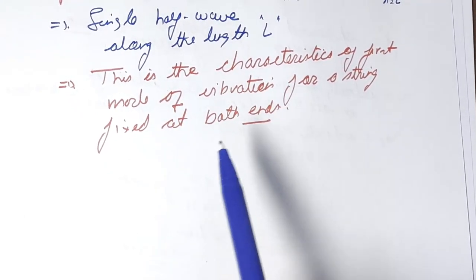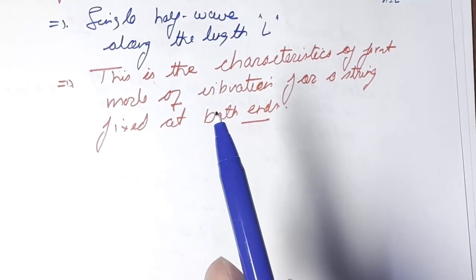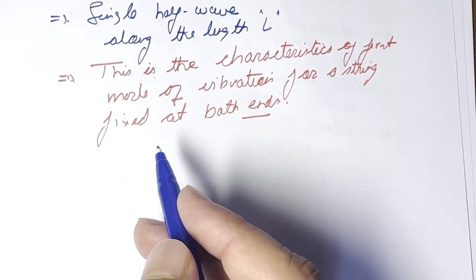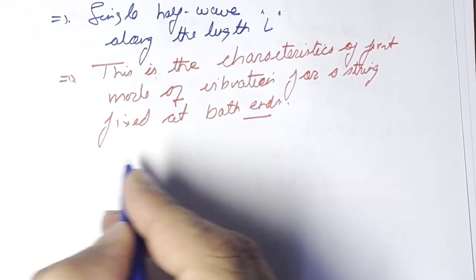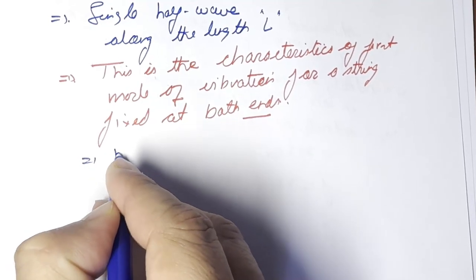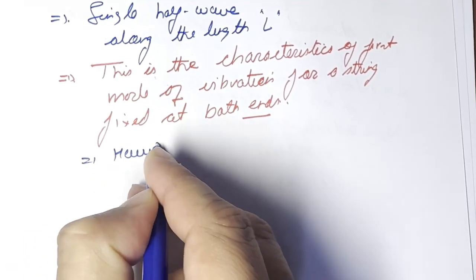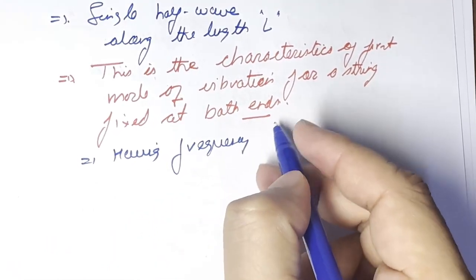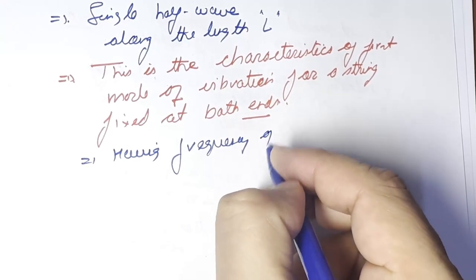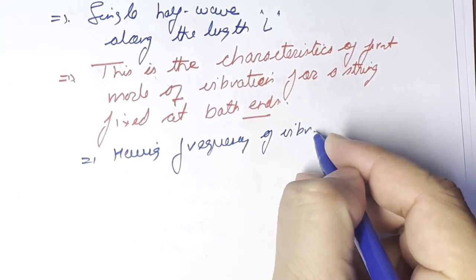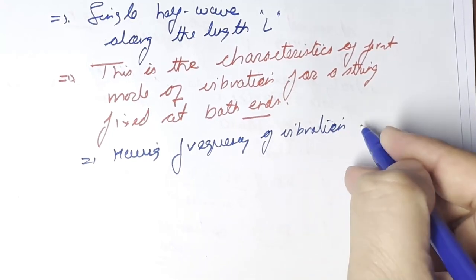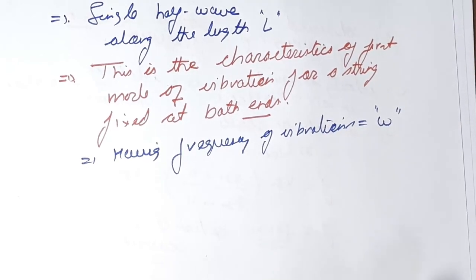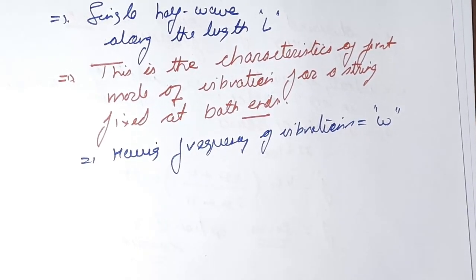And the angular frequency of vibration is given as omega. So the first mode has frequency of vibrations omega. This is from the first part.